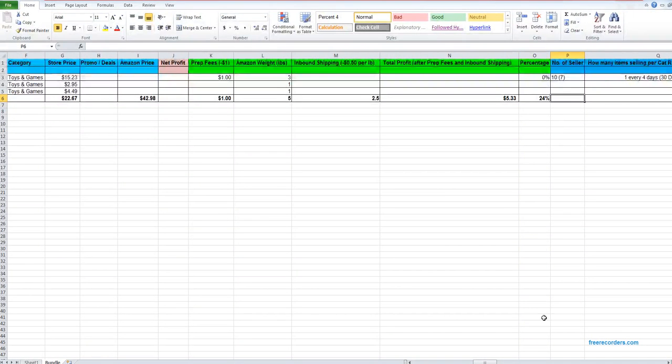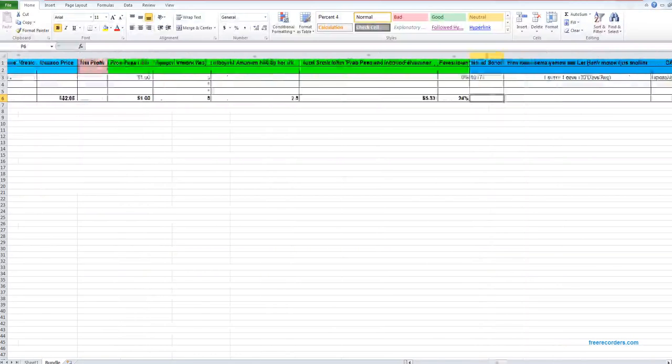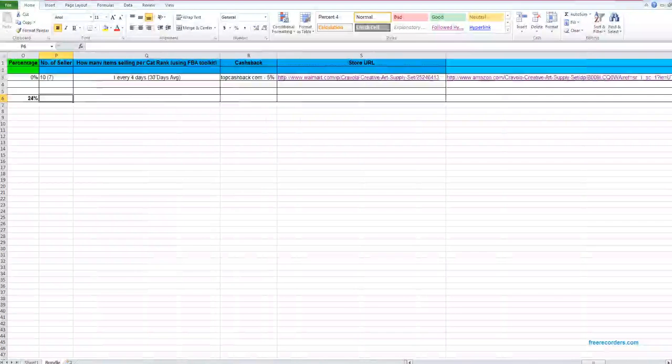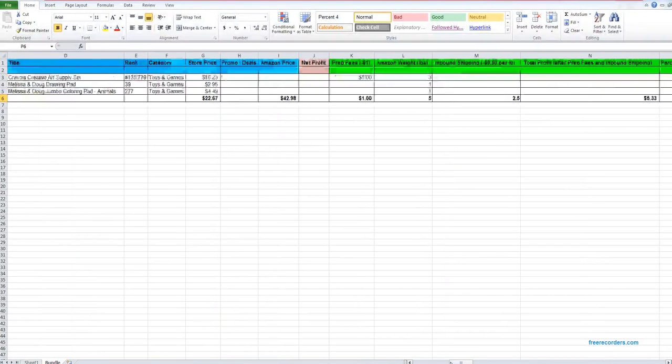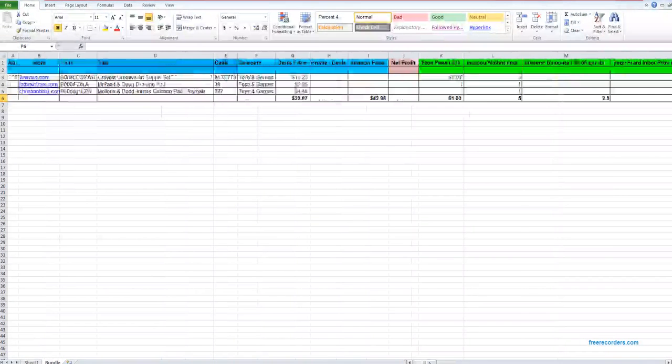And the number of sellers is blank, because when I purchase the bundles, I create the listing. So it'll be a completely unique and new listing that will be created. So there's obviously no one selling the item at the moment. So yeah, I hope that helps you understand how we look for bundles.